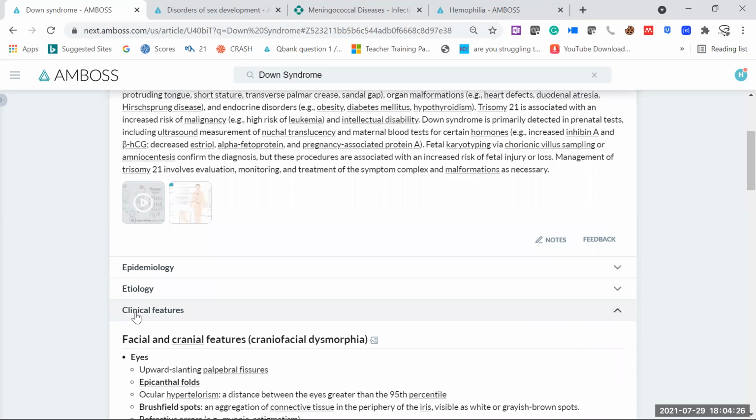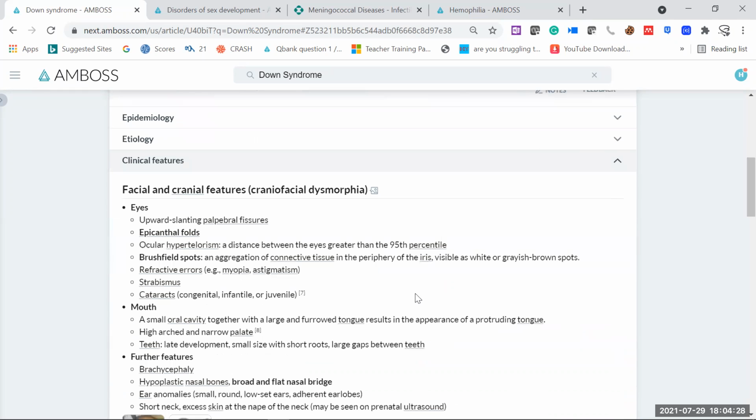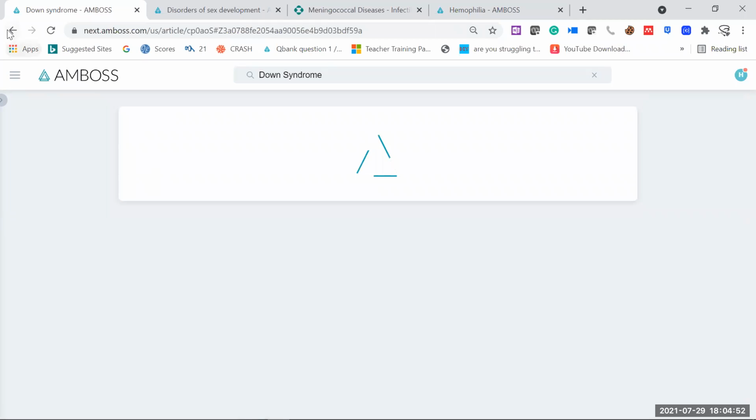So important features, clinical features, how these babies are going to present. These are very important from our exam point of view also, because you can easily differentiate on the basis of symptoms they are going to present, like upward slanting fissures are there, epicanthal folds are very prominent in these babies. They are having Brushfield spots, which are actually what? When you do the periphery checkup of the iris, you will see aggregation of connective tissue. That's the Brushfield spots. They are very common in these babies.